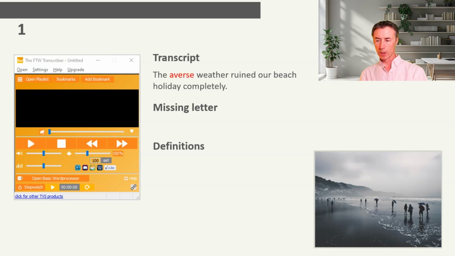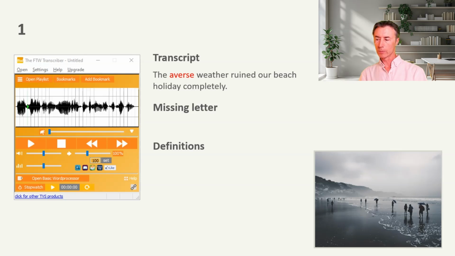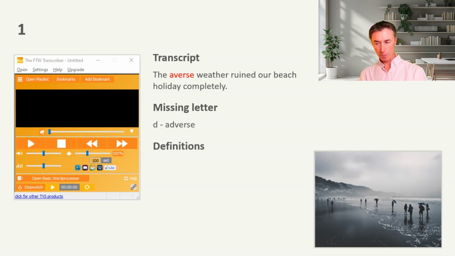Here's the answer. The word averse has a letter missing. So which letter is missing from that word? Have a listen to the sentence this time. The adverse weather ruined our beach holiday completely. So the answer is the letter D is missing. Averse should actually be adverse.